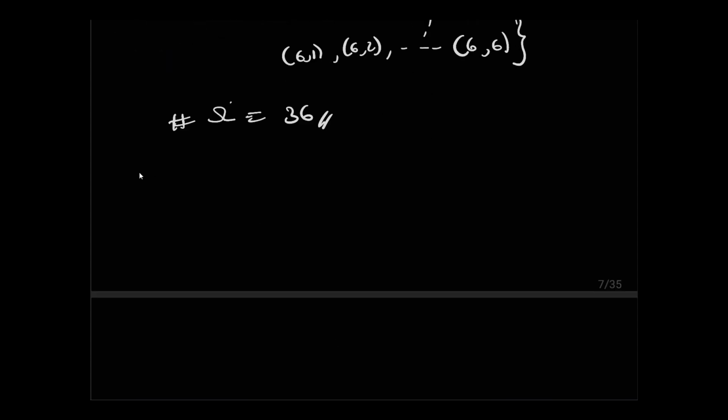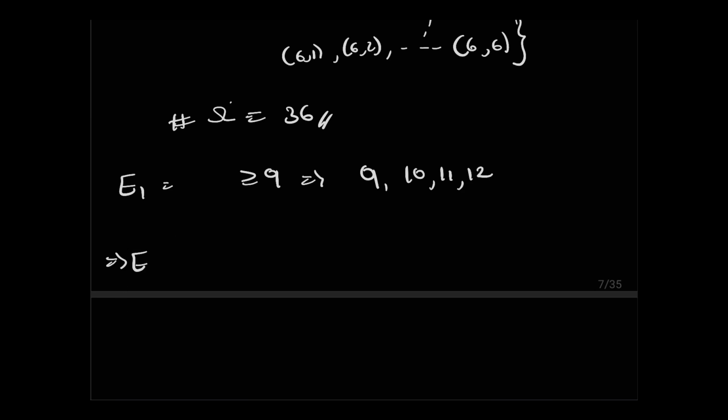So now for event E1 we want that E1 equals all outcomes where the sum of elements is greater than or equal to 9. That means the sum of elements will be 9 or 10 or 11 or 12.